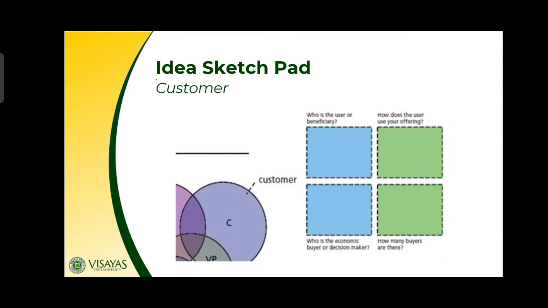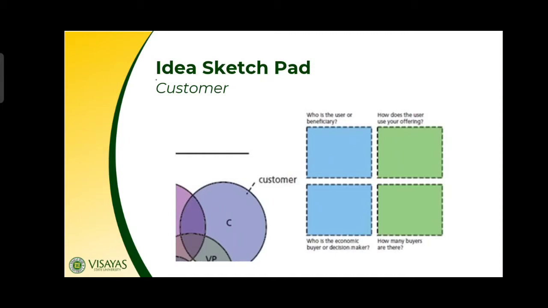So next is how many buyers there are. You have to identify it here, so you can assess the potential customers or the potential demographics of your products and services. So that is the customer, or the upper right portion of the map.